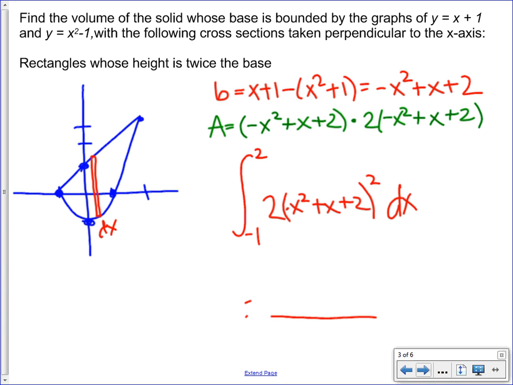Did anybody plug this into their calculator? Yeah, it's 9. It's not 9. I trust you. That should be... let me see. I forgot to square this. It should be doubled.